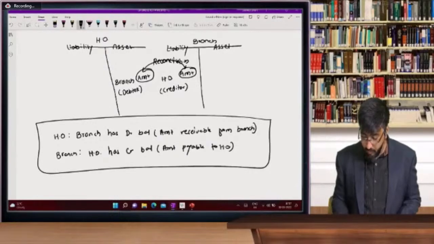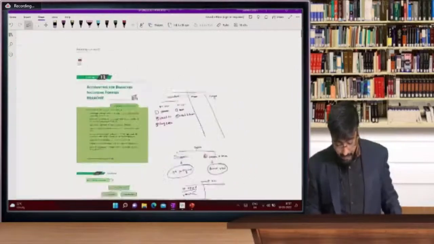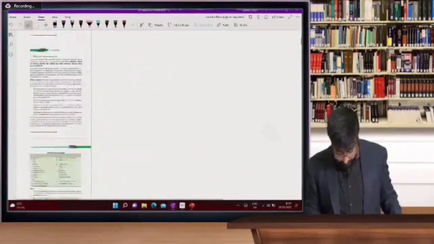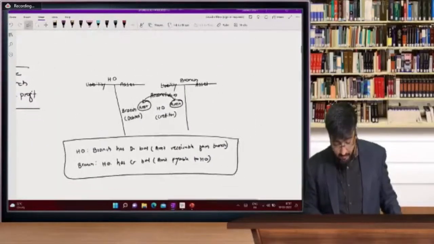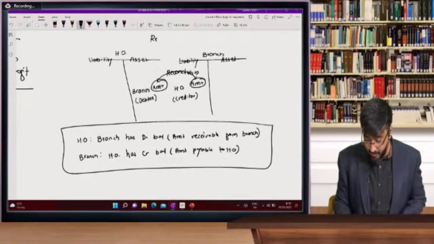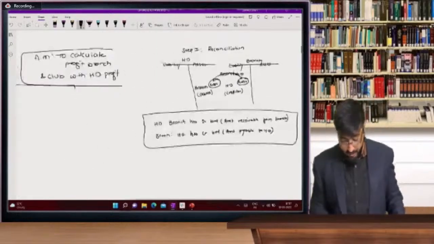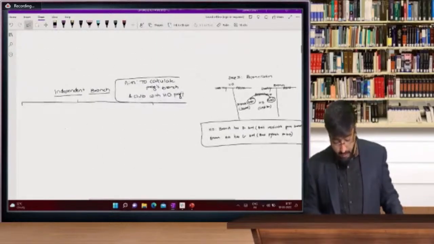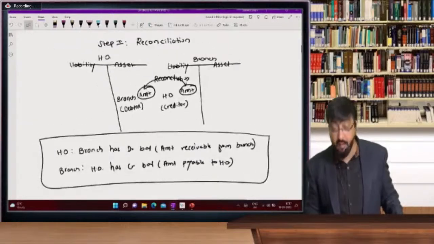So in independent branch, while calculating the profit, what is the first step? First step is RECO process. So reconciliation is the first step. Okay. So in independent branch, before starting any question, first you have to finish with reconciliation.